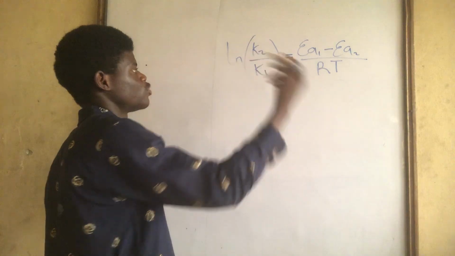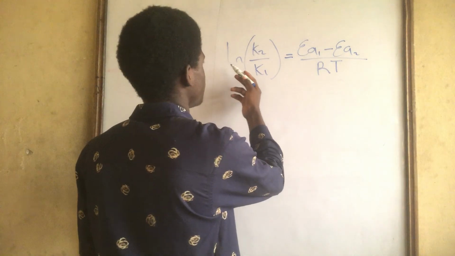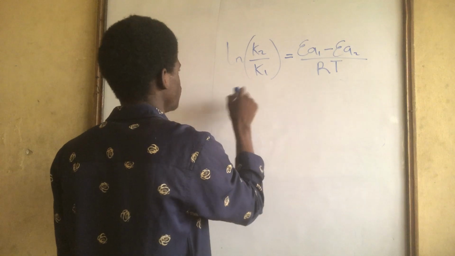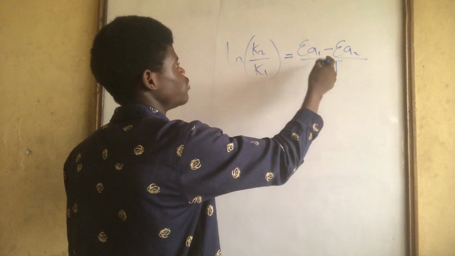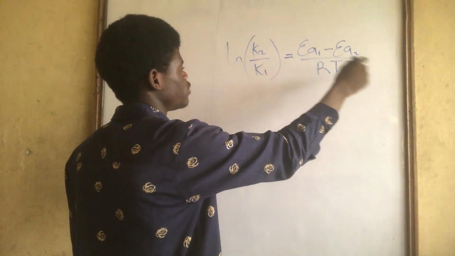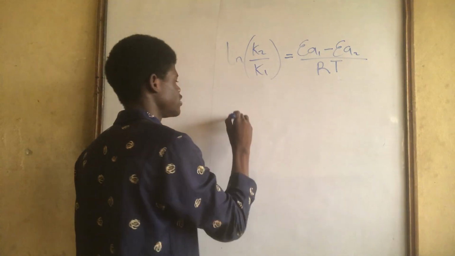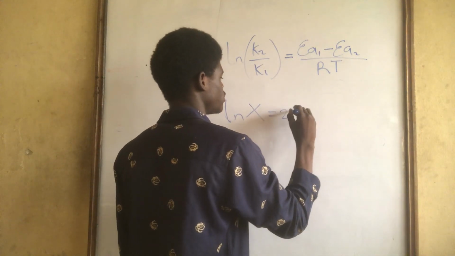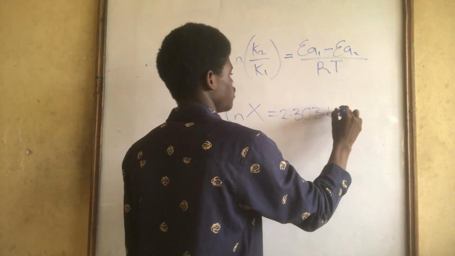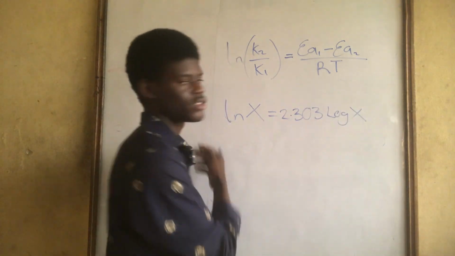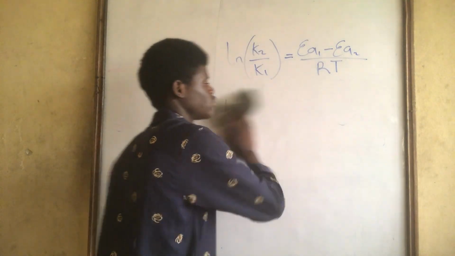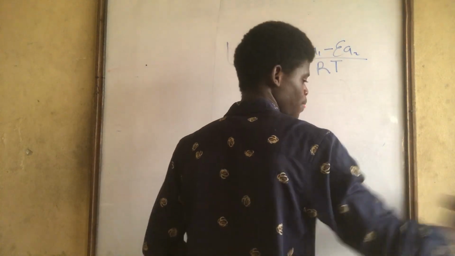If you want to change this into log, you can just divide by 2.303, so it will be log K2 over K1 is equal to EA1 minus EA2 over 2.303 RT. As I always say, ln x is equal to 2.303 log x, so you can just apply this. But let me just solve using ln to avoid too many numbers.